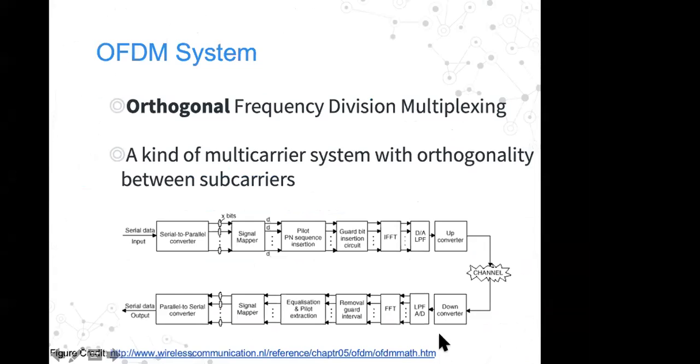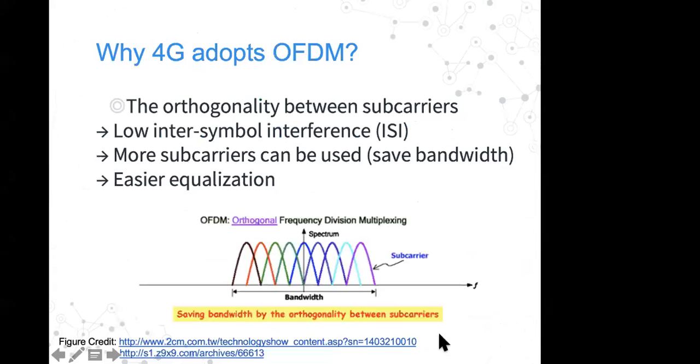We have just seen OFDM, orthogonal frequency division multiplexing. It is a kind of multi-carrier system with orthogonality between the subcarriers. This orthogonality between the subcarriers also avoids intersymbol interference, and we can accommodate more subcarriers, so we can save bandwidth, and equalization is also easier. These are all the advantages we have just seen in multi-carrier communication.